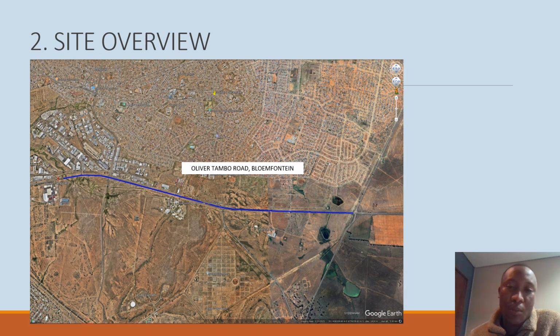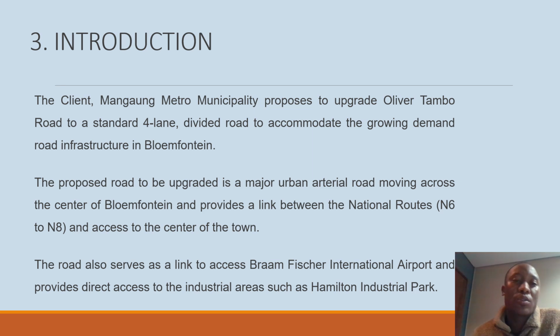The location of the proposed road is interconnecting with the N6, and it's on the southern part of Bloemfontein. For the introduction of the project, the client, Mangaung Metro Municipality, proposes to upgrade the existing road to a four-lane divided road due to the growing demand for infrastructure in Bloemfontein. The proposed road is to be upgraded to a major arterial road because it's moving towards the center of most of the services in Bloemfontein, and also the road acts as a link between the N6 and the N8, which leads to Brandfort.